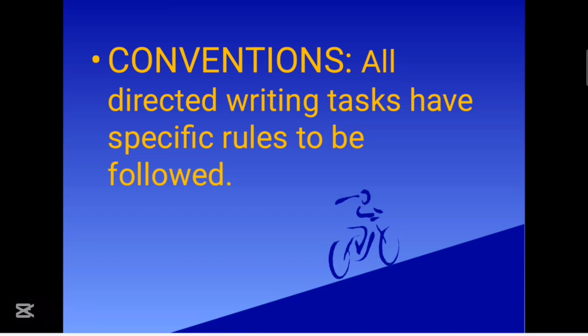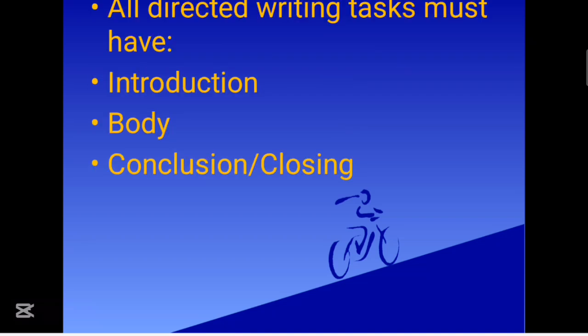Then all the directed writing tasks that we have have some conventions. If you are writing an article, it must have a headline or a title. If you are writing a formal letter, it must have a subject, a salutation and a valediction. If it is an email, it must have a salutation and a valediction. So all the conventions must be there when you are doing a directed writing task. Another thing, all the directed writing tasks must have a proper introduction, body and closing paragraphs.